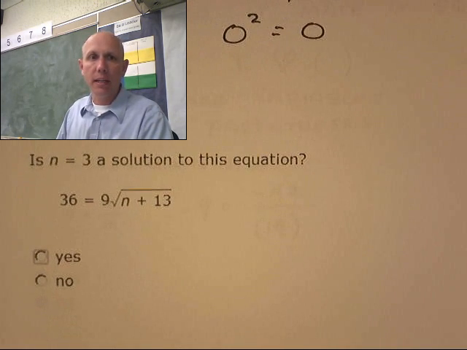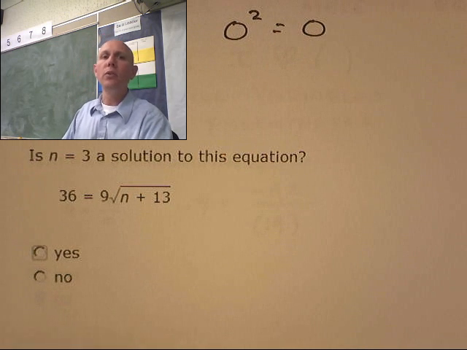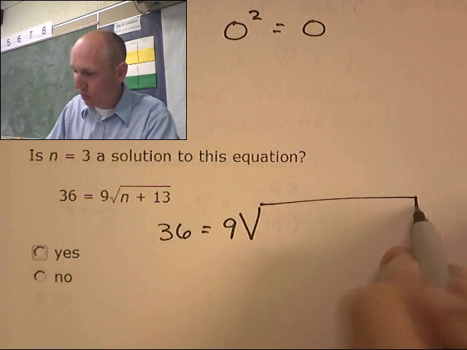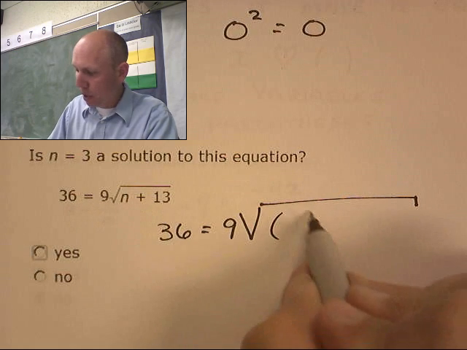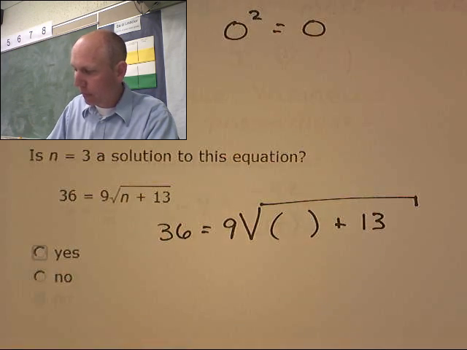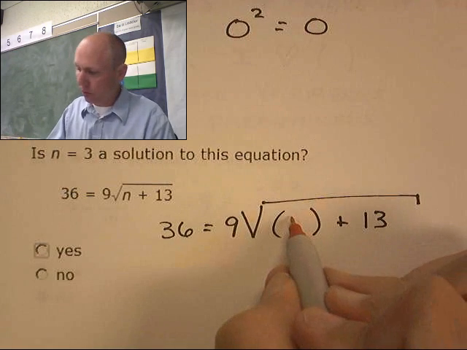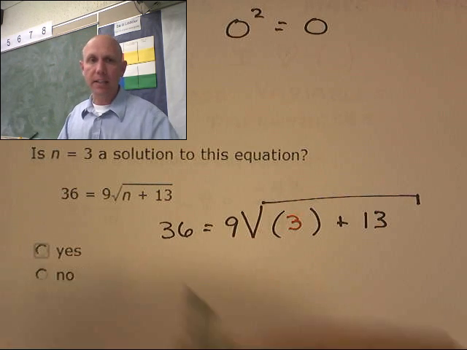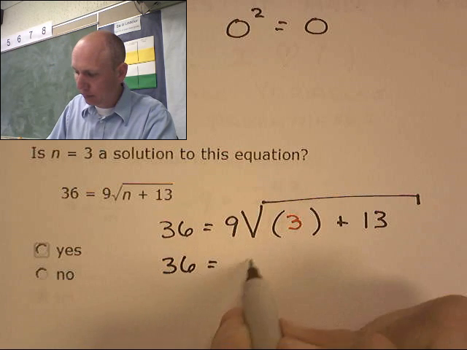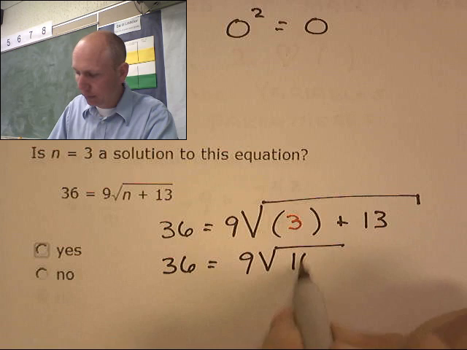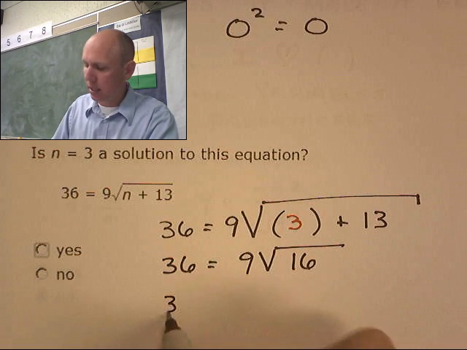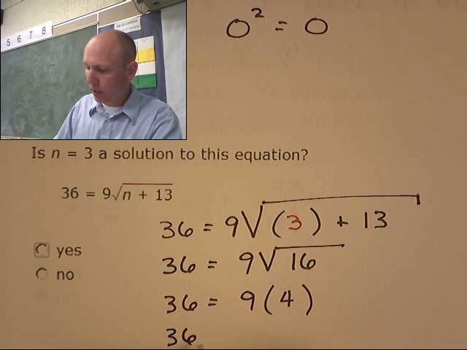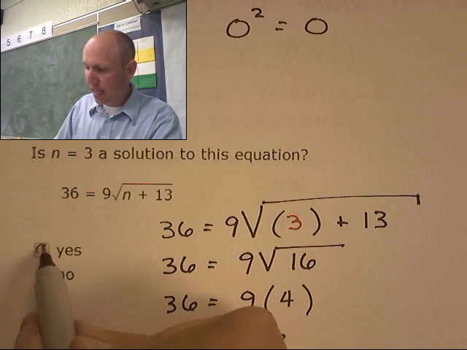And here we go. Is n equals 3 a solution to this equation? 36 equals 9 times the square root of n. What am I going to put there? Parentheses. Plus 13. And in those parentheses, I will put a 3. And now I will simplify this thing down and see if it works. What's the square root of 16? It's 4. And 9 times 4 is 36. And yes, that does work.